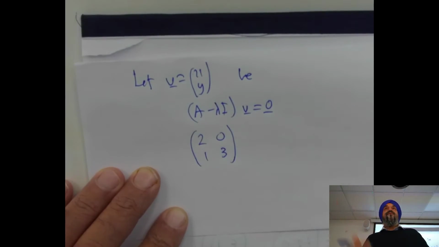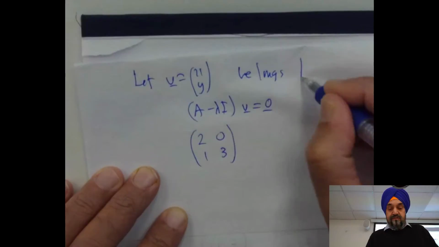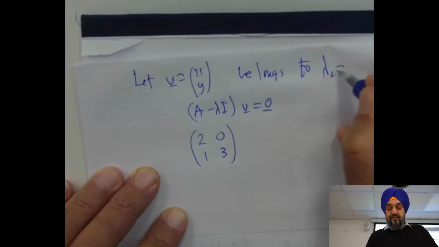What eigenvalue does it belong to? Remember I said the eigenvalue was the mother and the eigenvector was the child. Would that be the 3? Yeah, of course, it belongs to lambda 2 equals 3.